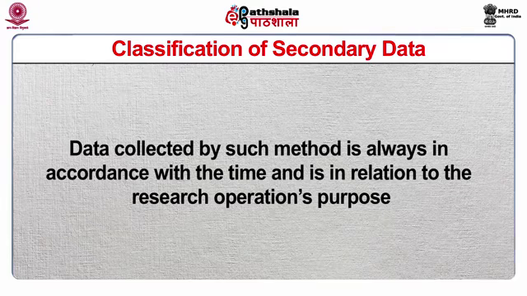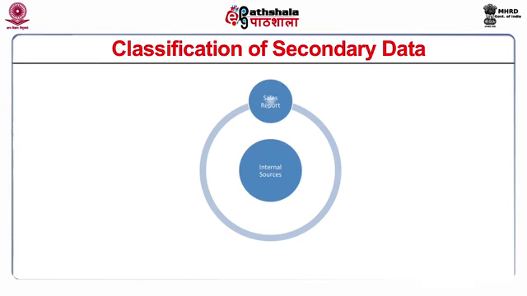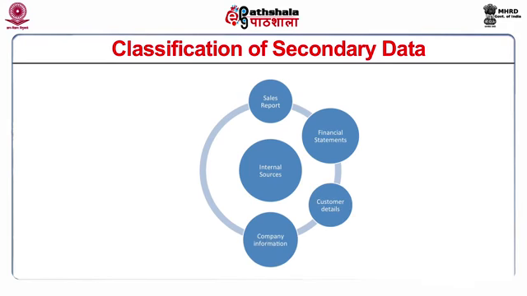The data collected by such method is always in accordance with the time and is in relation to the research operations purpose. The internal sources may include the sales report of the company, the financial statements, the customer details like their name, their age, their contact details, etc., the company information, the reports and the feedback from a dealer or a retailer, a distributor or a wholesaler. And it can be the complete management information system.